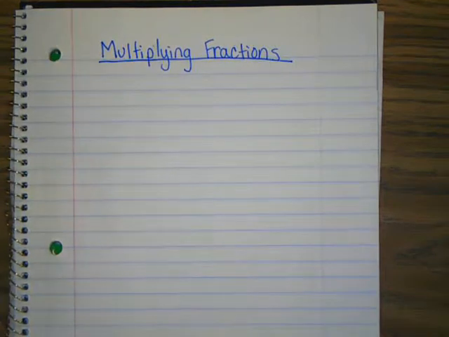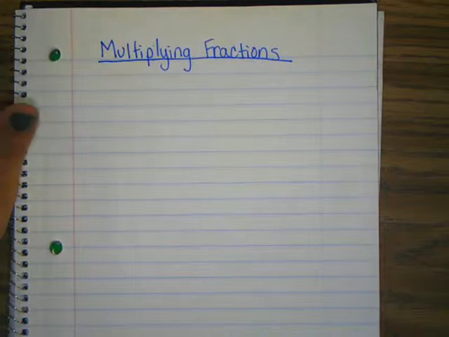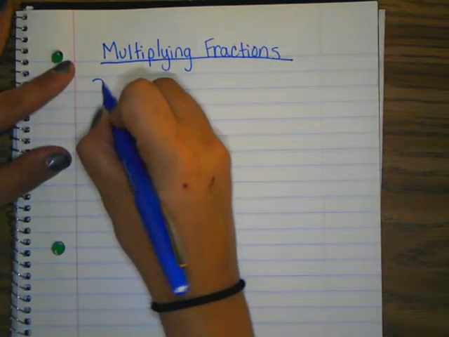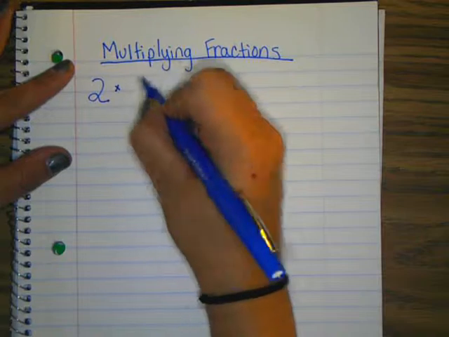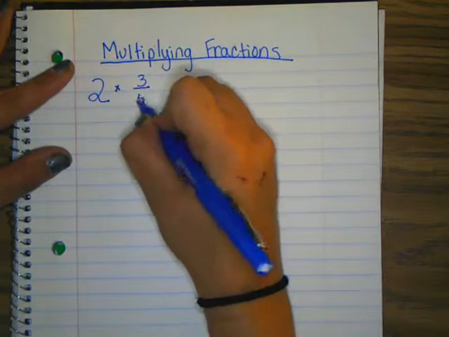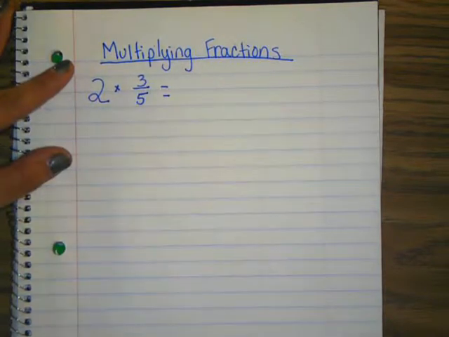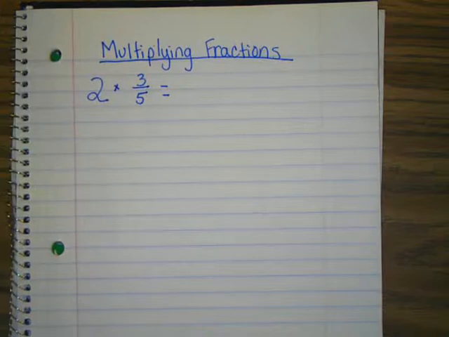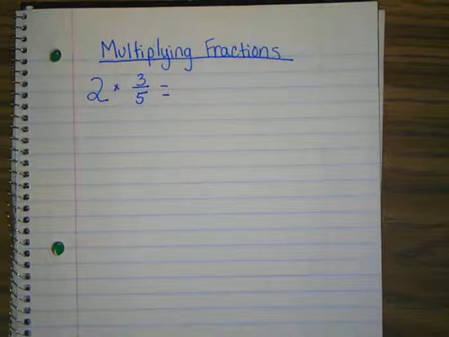Alright, so we're going to start with a whole number times a fraction. So let's say we have 2 times 3/5. Turn and talk. How would you multiply this? And stop, raise your hand to share.